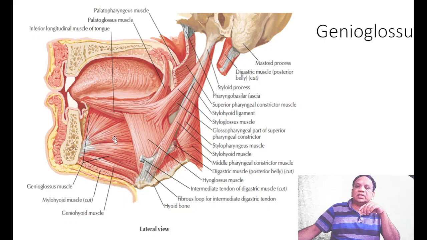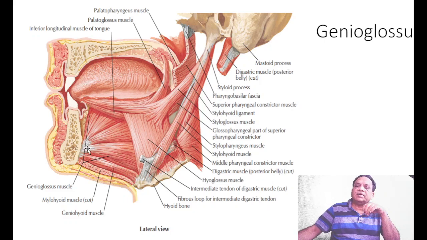So these are the middle fibers, and the lower fibers arch downwards and attach to the hyoid bone. This part forms the root of the tongue. This is another muscle, the geniohyoid muscle, from the lower genial tubercles to the hyoid bone. This does not get involved in the formation of the tongue, so only up to here.